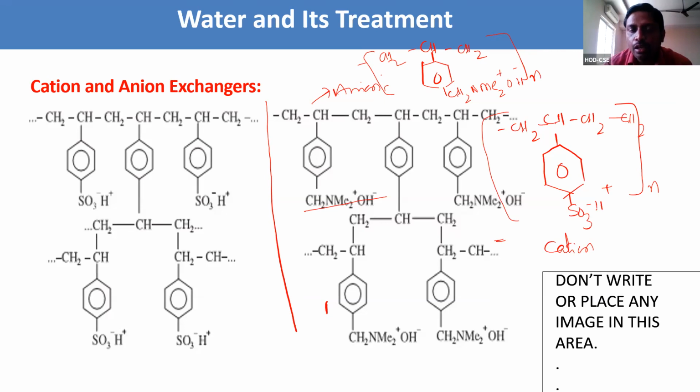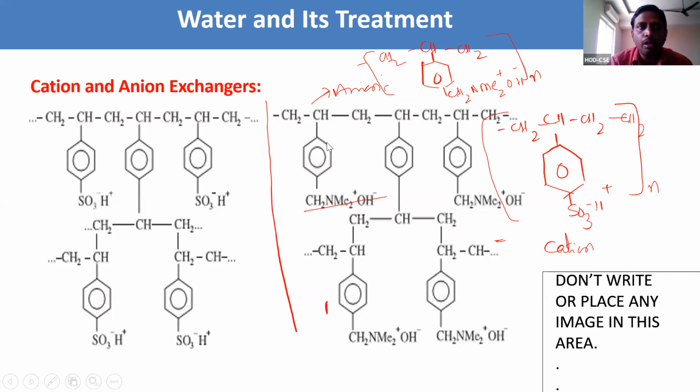Phenyl formaldehyde or amine formaldehyde. This is a complex structure, but you can represent it in a simple form: benzene, on this CH2N, this is CH2N amine formaldehyde. Here the cation exchange resin is styrene divinyl benzene containing carboxylic functional groups or SO3 sulfonic functional groups.